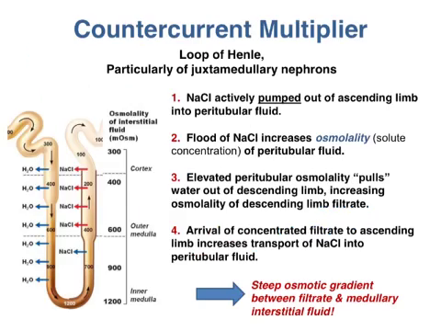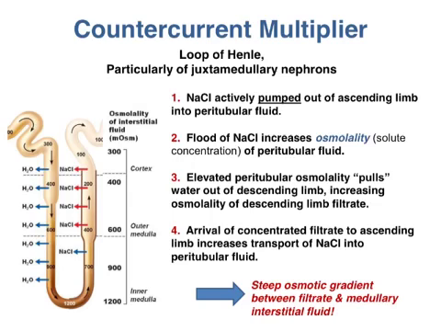I want to remind you that the juxtamedullary nephrons of the kidney are particularly important for the production of concentrated urine. They have very long loops of Henle that reach deeply into the medulla. So these guys are the primary countercurrent multipliers of the kidneys.